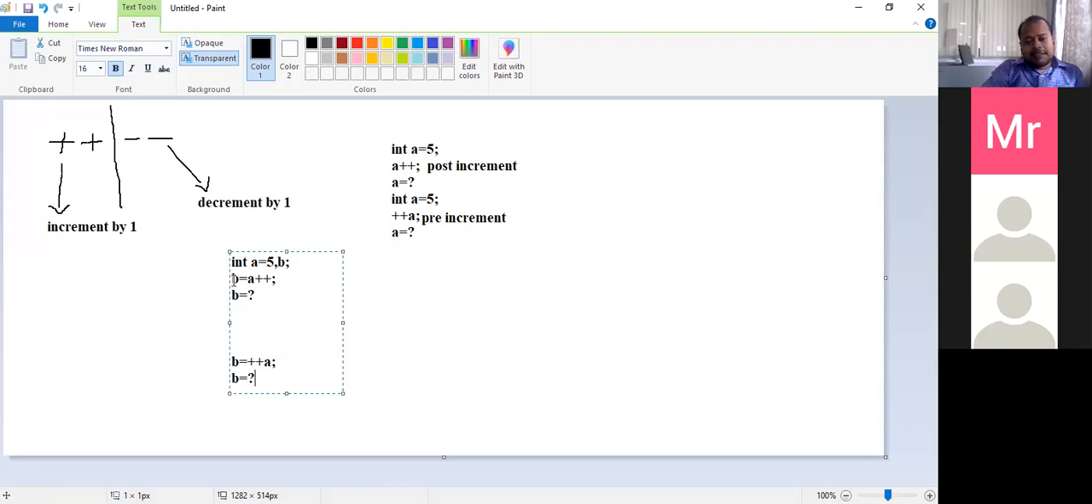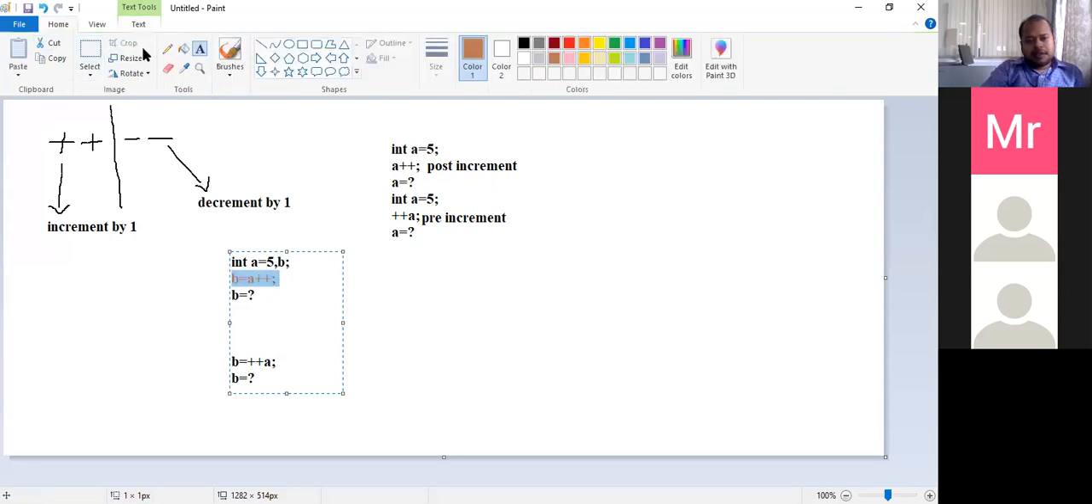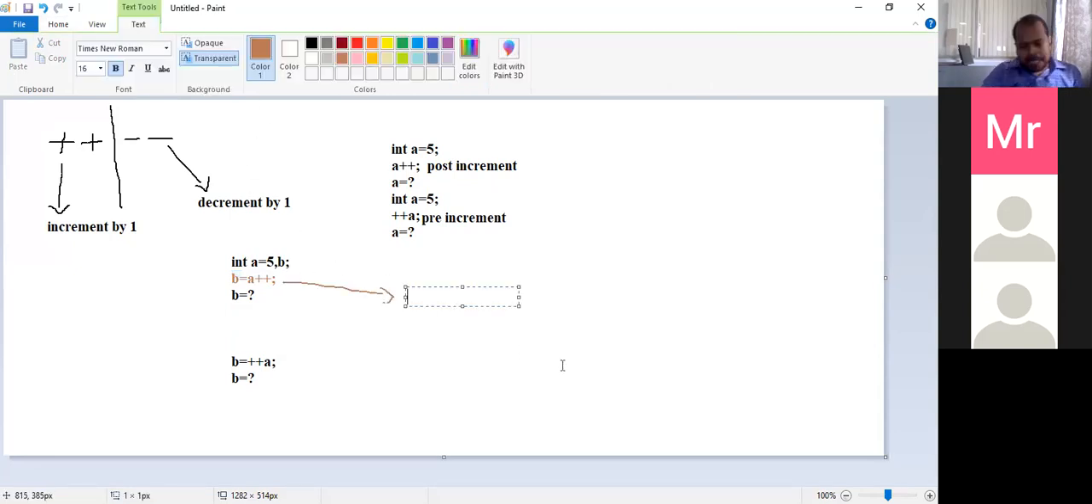If I am writing this equation by breaking it, then what happened? Suppose I want to break it. So this one is basically B equals to A, then A equals to A plus 1. Then what is the value of B? 6, sir. Huh? The value of B is 5, sir. Now, what happened?